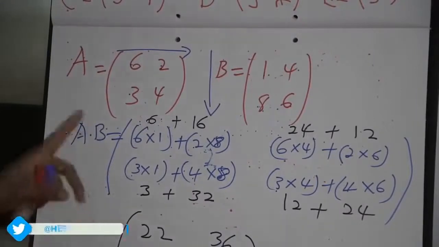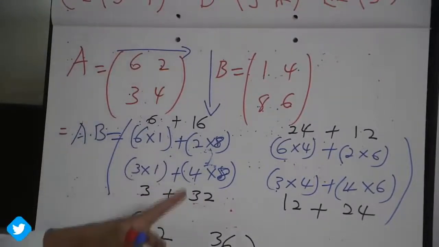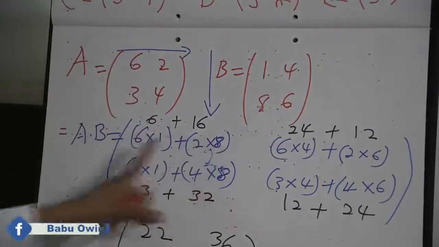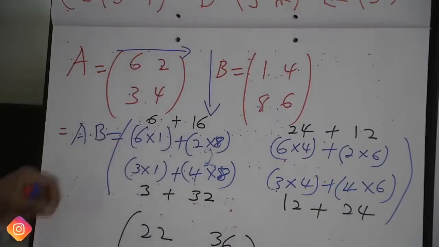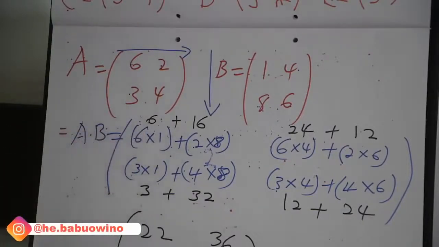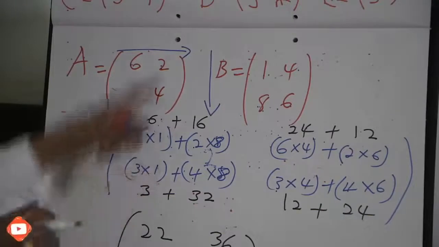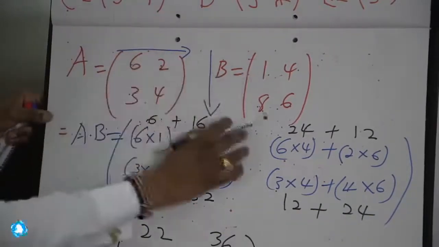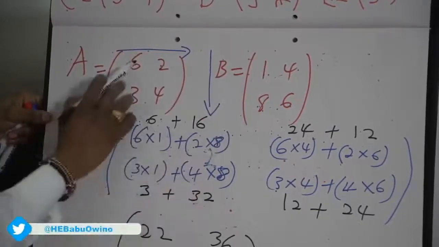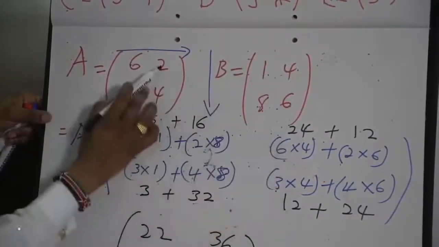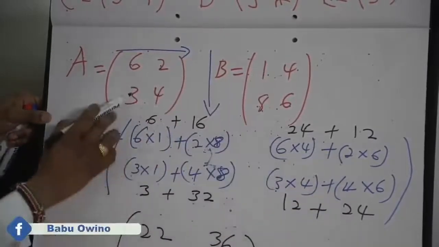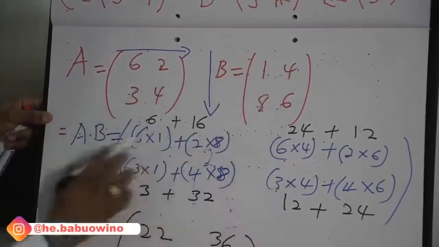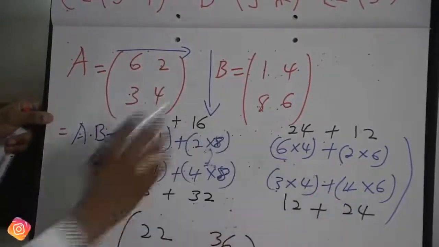So you confirm. The moment you get your answer, take your time, go back here and confirm if you multiplied well, because the signs may be confusing and human beings are prone to mistakes. So you can make a minor mistake that will cost you the whole answer. So you come back again, you multiply 6 by 1 plus 2 by 8, 6 by 4 plus 2 by 6, correct. 3 by 1 plus 4 by 8, correct. 3 by 4 plus 4 by 6, correct.